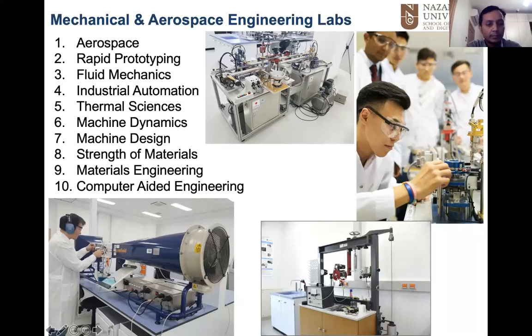We have this aerospace engineering lab. We do have rapid prototyping. You can make something with 3D printers, right? Then we have fluid mechanics. We have industrial automation based on PLC controller. There's also a robot with 5 degrees of freedom, or 6 degrees of freedom. So we can work with a complete automation system there.